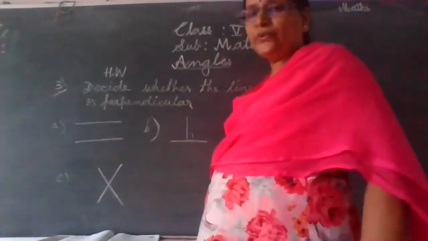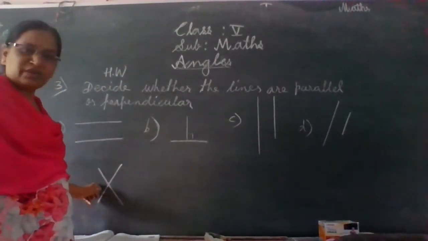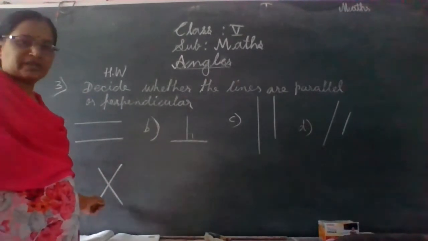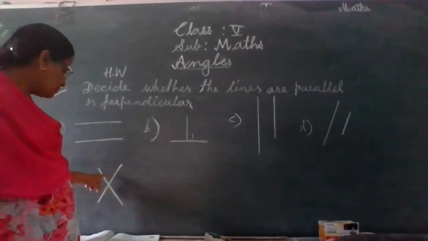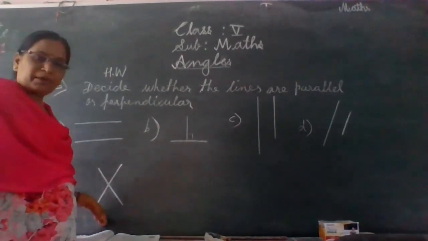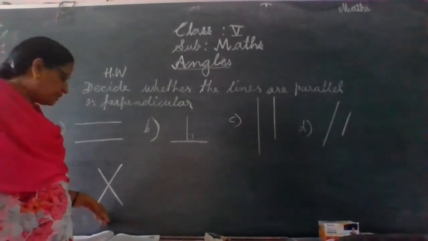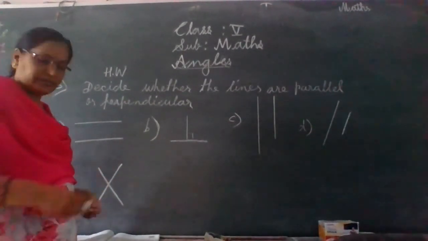Now see B, it is also parallel to each other, but in the line E, see the lines of E, they intersect, but they intersect not at 90 degrees, means there is not the formation of 90 degree angles. That's why they are not perpendicular lines. So they are not perpendicular and also they are not parallel lines.